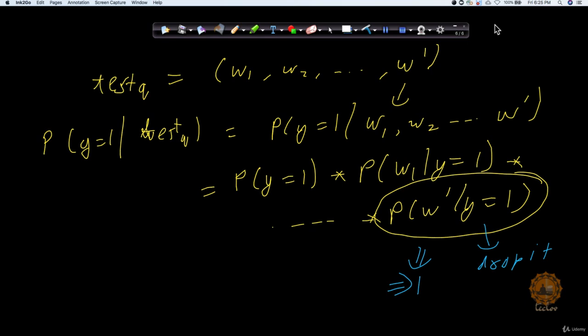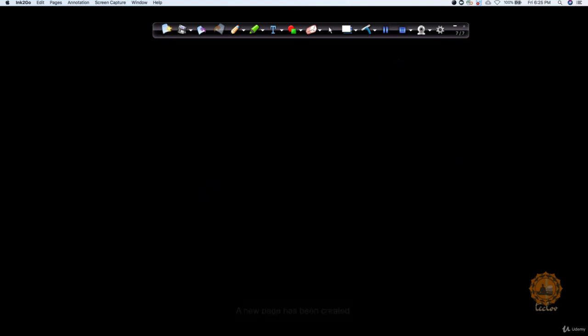So in order to solve this particular problem, we use something called Laplace smoothing. Now, what is this Laplace smoothing? Sometimes you will hear this term called additive smoothing also, so people do refer to it like that. So in this case, we will say the probability of w dash given that y is equal to 1.